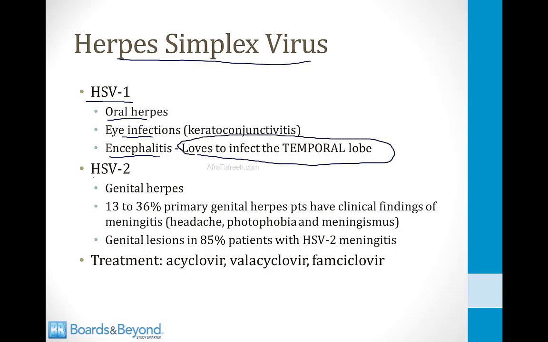Now, herpes simplex virus 2 is what causes genital herpes, but one thing that's important to know is that about a third of patients who get diagnosed with genital herpes have clinical findings of meningitis, like headache, photophobia, and meningismus.